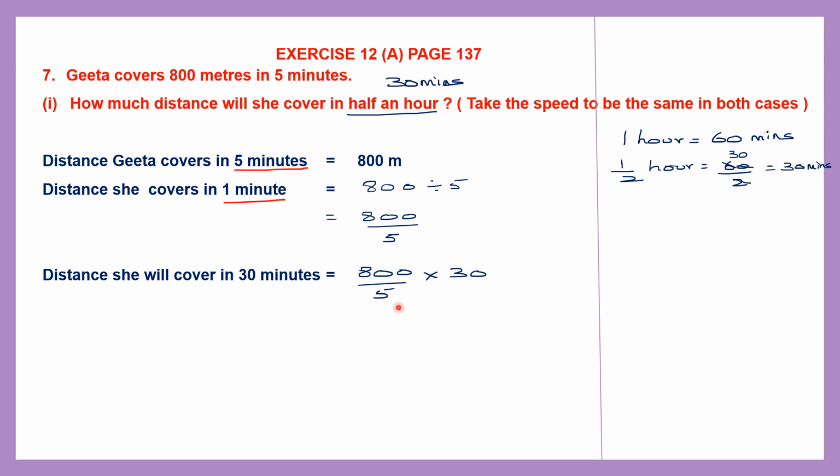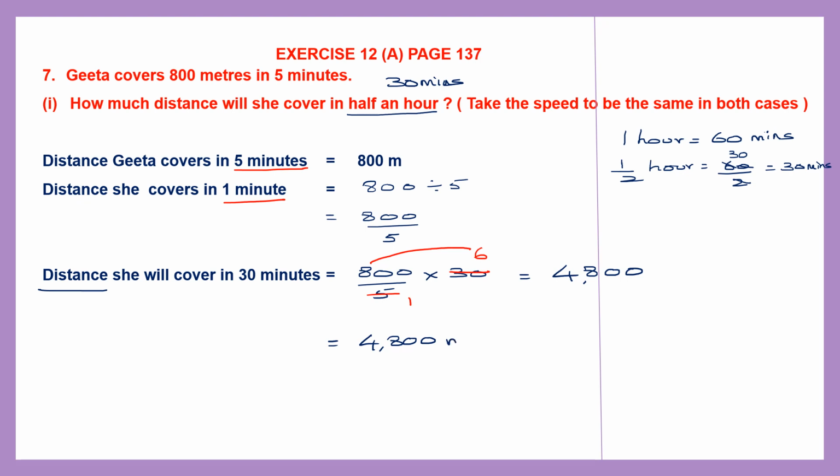So here let's cancel 5 and 30. 5 ones are 5, so cancel that. And 5 sixes are 30. Now let's multiply the numerators. So here 8 into 6. First to multiply, 8 sixes are 48. And then there are 2 zeros added. So this is 4,800. And since we're talking about the distance, we're going to write it in kilometers.